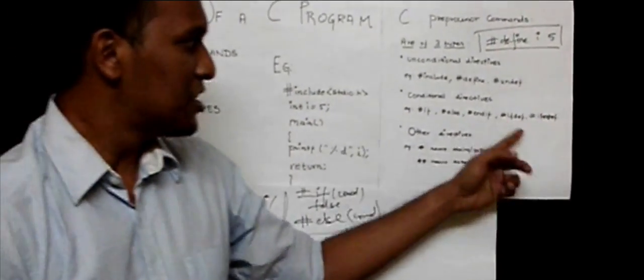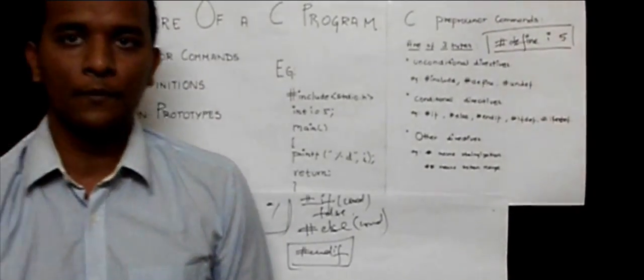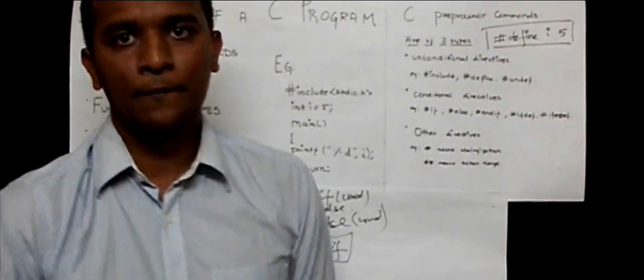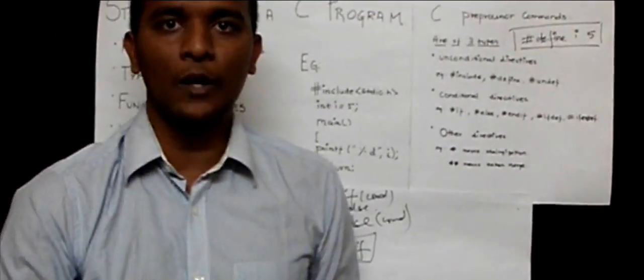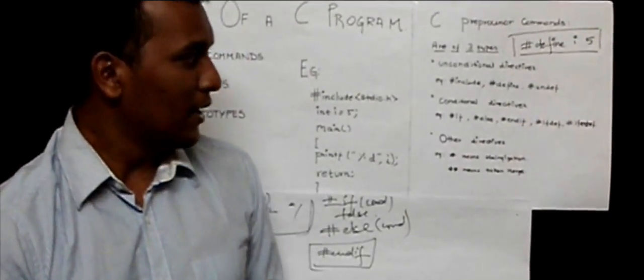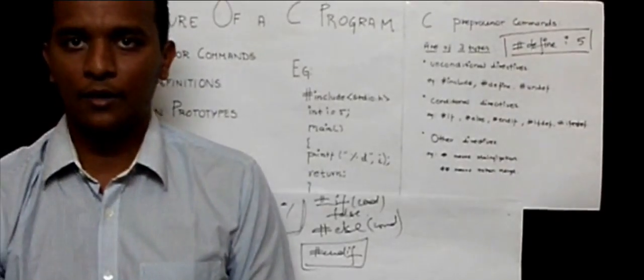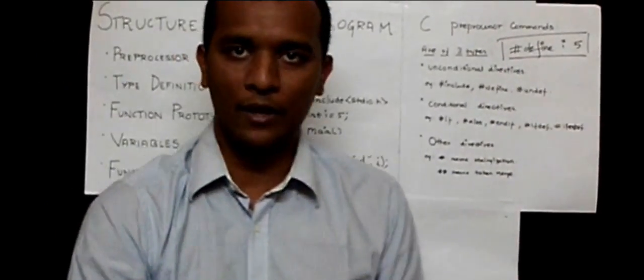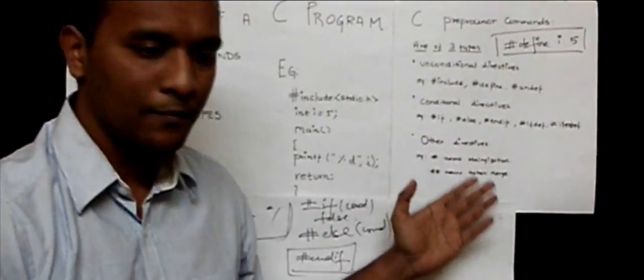Next, #ifdef. What does it basically mean by #ifdef? It's nothing but if the condition is true, it defines something. It's if defined. In the same way, #ifndef is nothing but if undefined. If it's false, define. It's just that. So conditional directives we are done. Now let's go to other directives.